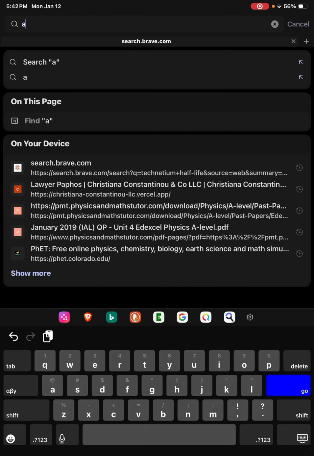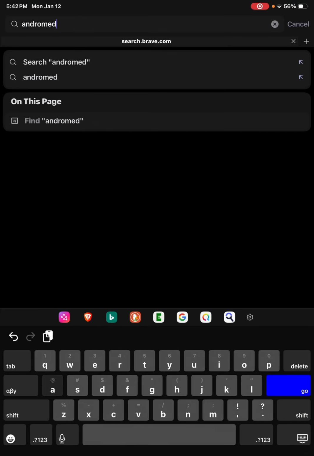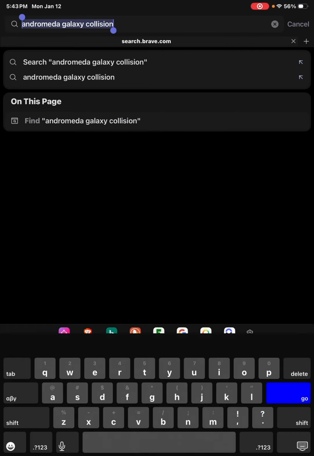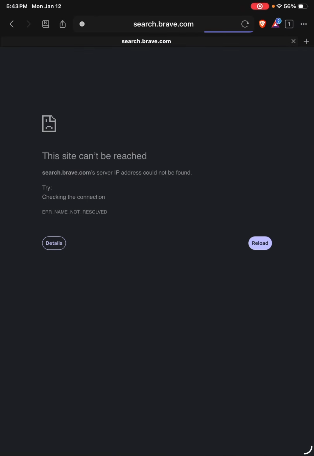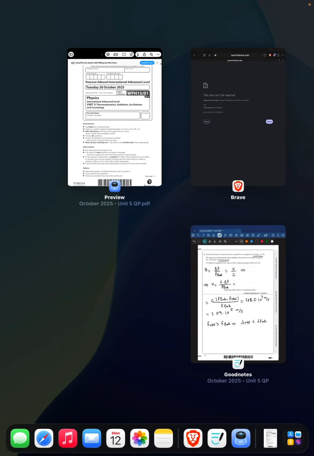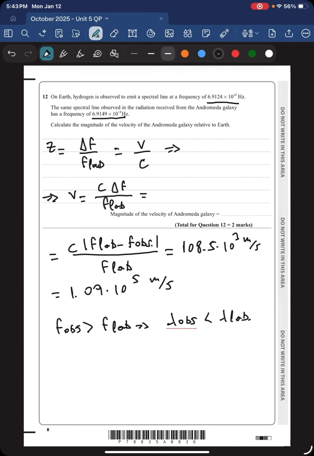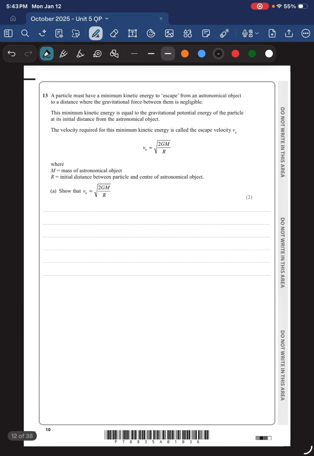Let's check. So, Andromeda galaxy collision. Let's see. I don't have internet for some reason. So anyway, if I remember, I'm going to list it later. So anyway, let's move on to question 13.